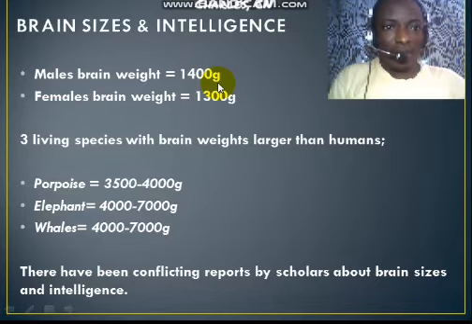Okay, now the midbrain is made up of the tectum and the tegmentum, whereas the hindbrain is divided into the pons, the cerebellum, and the medulla. Take note that both the midbrain and the hindbrain together form what is known as the brainstem. So the structures forming the brainstem include the tectum, tegmentum, the pons, the cerebellum, and the medulla.